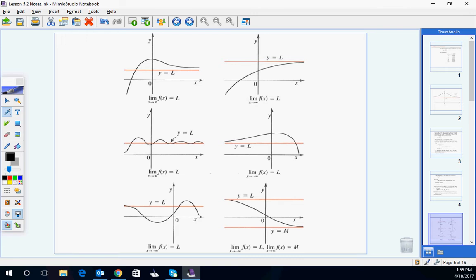So this is just an overview of different things that you could see. And we're going to learn how to find those. So it's still approaching something by definition of limit, even though it's flip-flopping, the idea of a positive, negative, keeps flipping. So that's probably going to be some type of odd function.